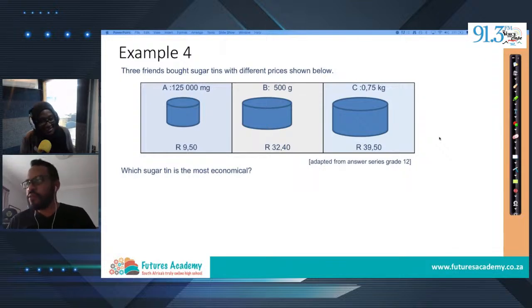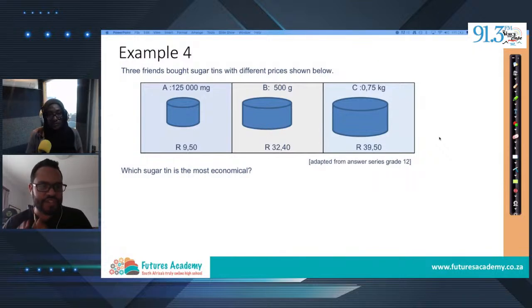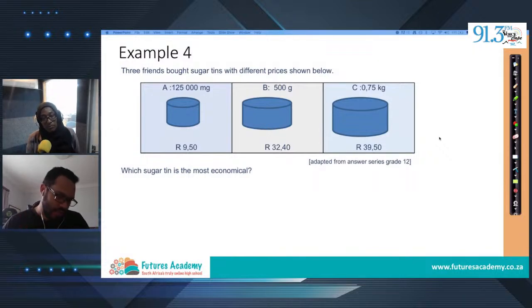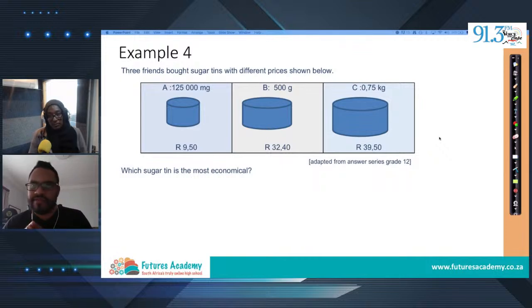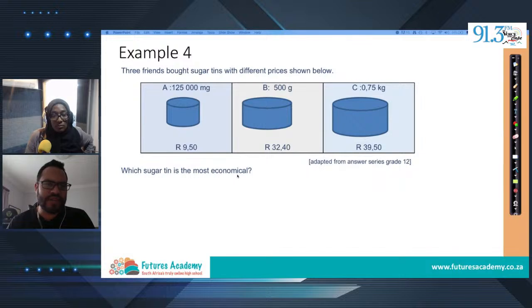I don't think we'll work it out fully, but with this particular question, I'd like everybody just to take a screenshot, do it for homework for our next session. But what I'll quickly walk you through in the next minute or so is just look at the conversions, right? The strategy is which sugar tin is the most economical. Don't be thrown off by this word. When we say economical, all we mean is what's the cheapest, okay?